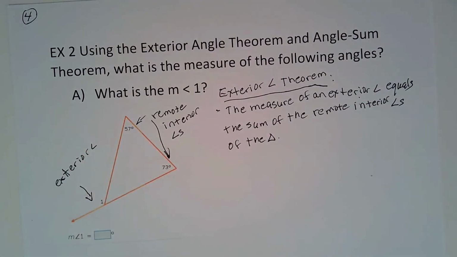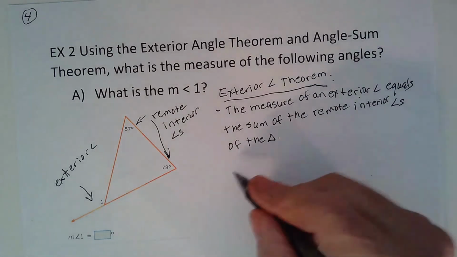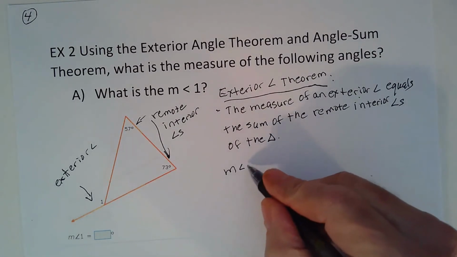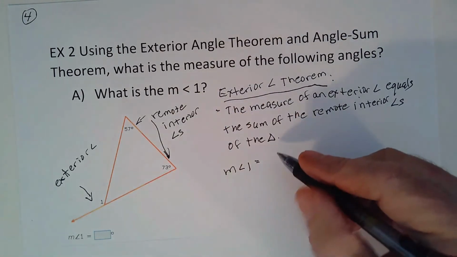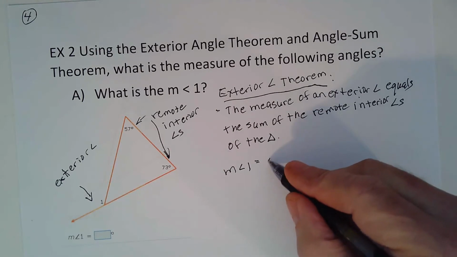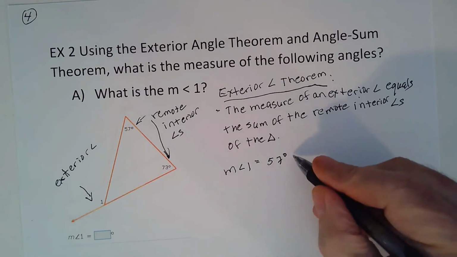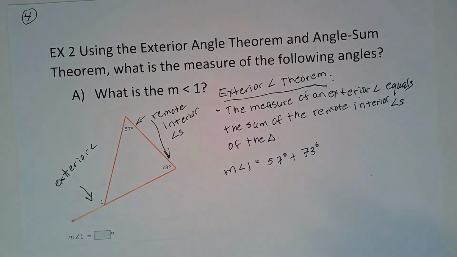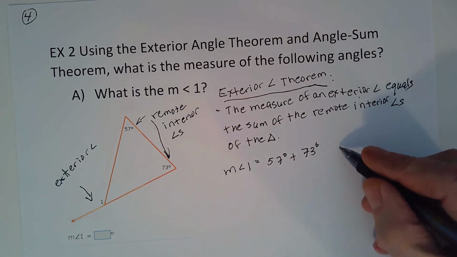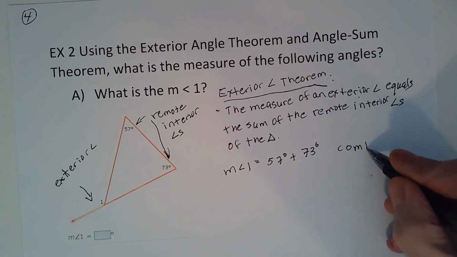Okay? So now that you've got that information, then let's just go ahead and start to do this. So the measure of angle 1 is going to equal the remote interior angles, the sum of them. So that's got to be 57 degrees plus 73 degrees. All right? So combine like terms. This is easy.